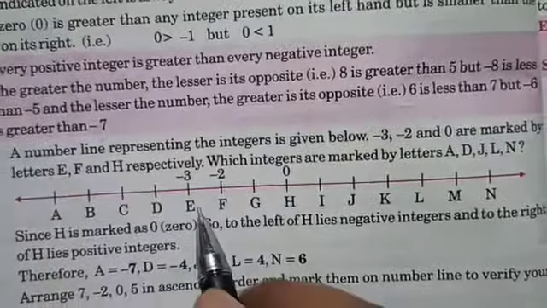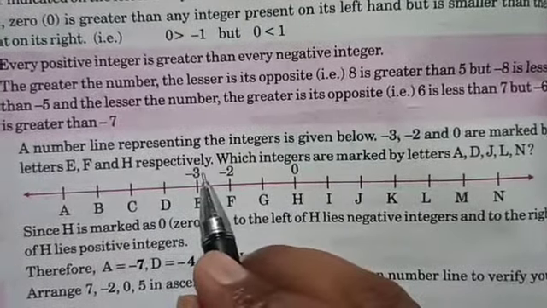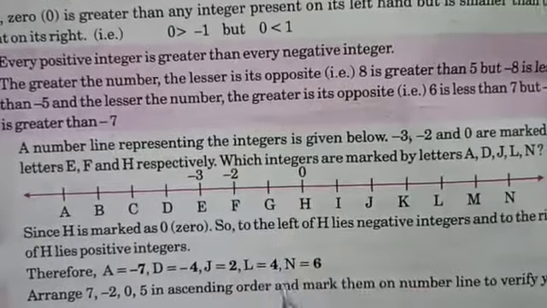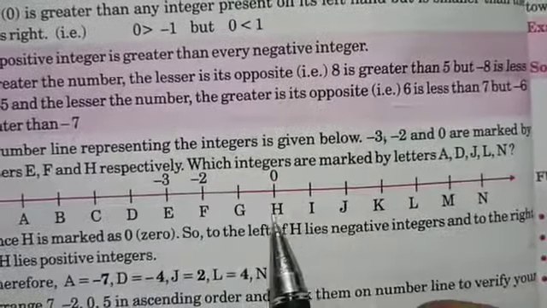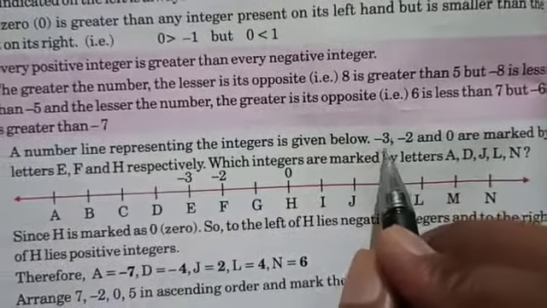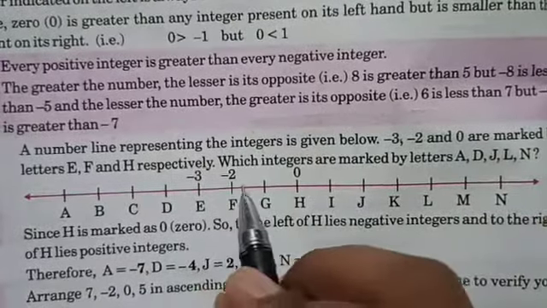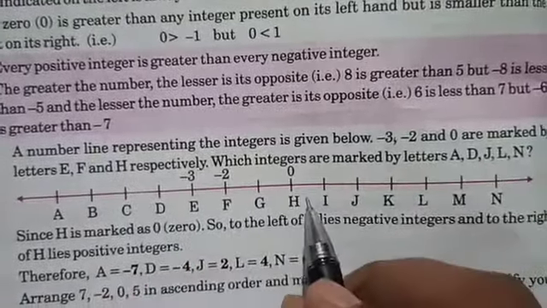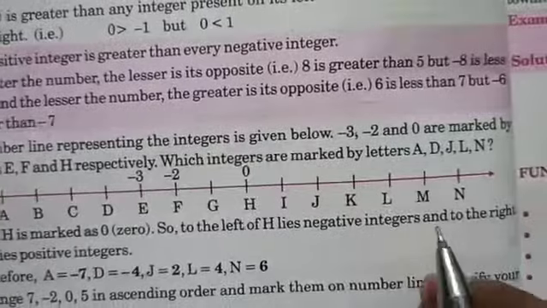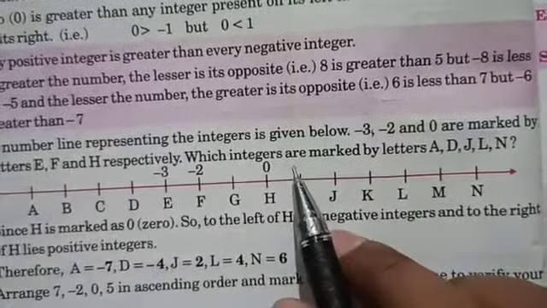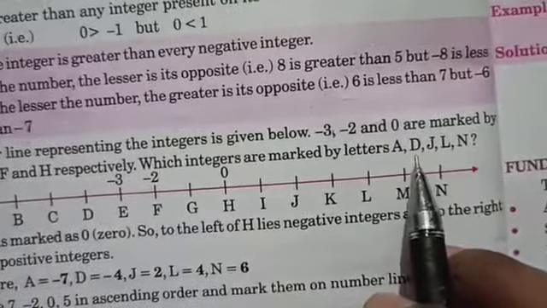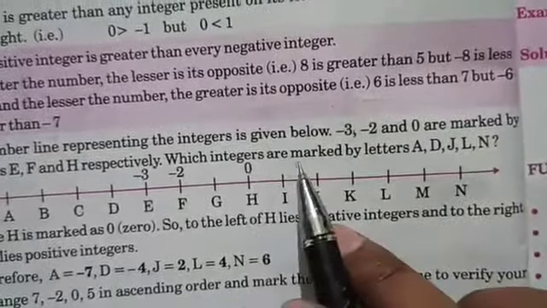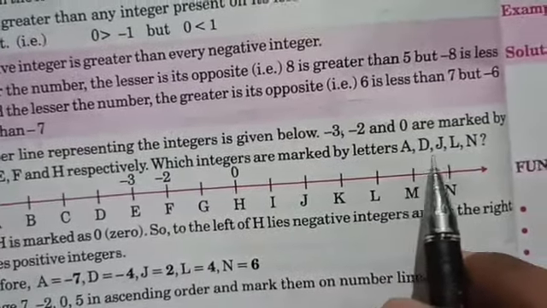E is on the place of minus 3 and F is on the place of minus 2. We draw the number line, then we put E on the place of minus 3, F on the place of minus 2 and H on 0. So now which integers are marked by the letters A, D, J, L, N? We have to find out the integers marked by these letters.